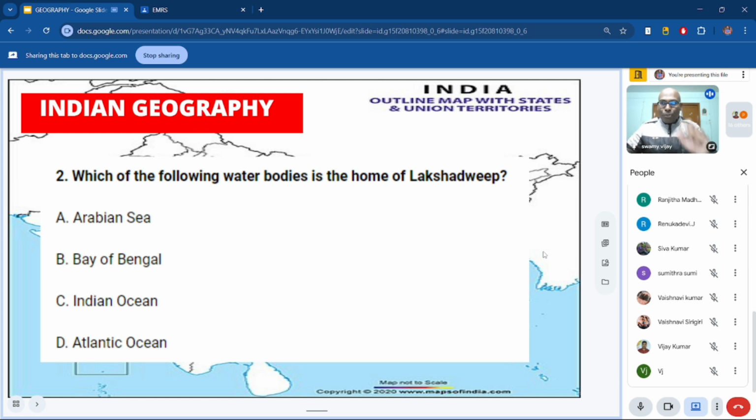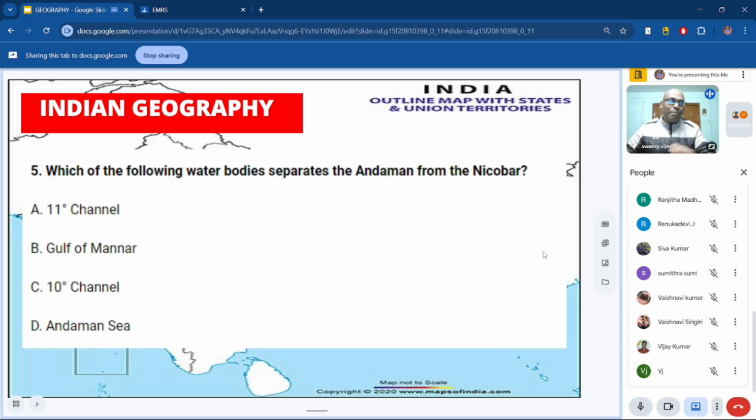Not to worry. So which of the following water bodies is the home of Lakshadweep? It is Arabian Sea. Lakshadweep is located in the Arabian Sea.